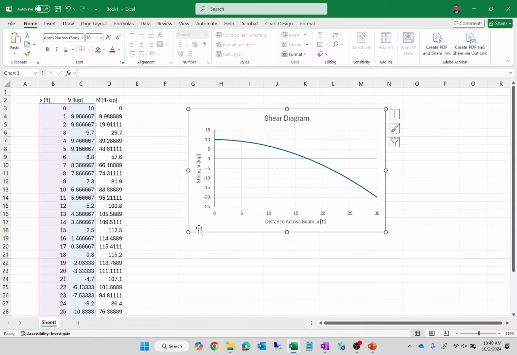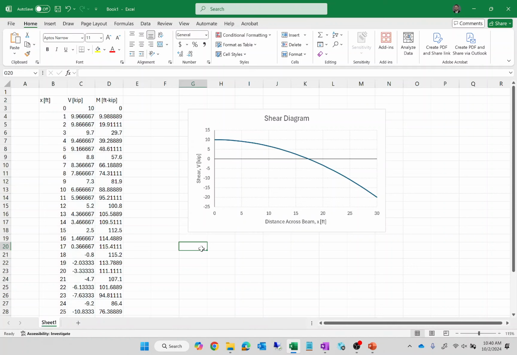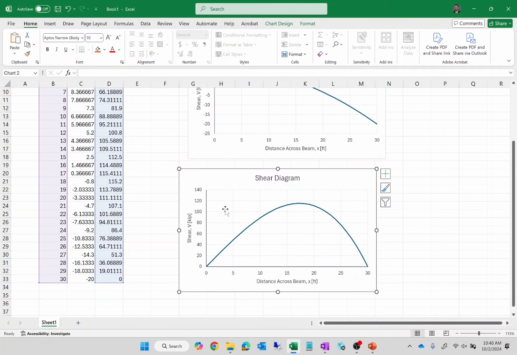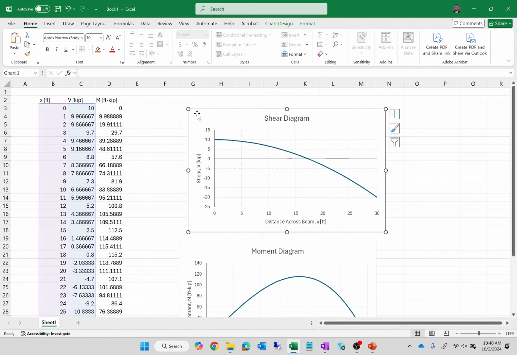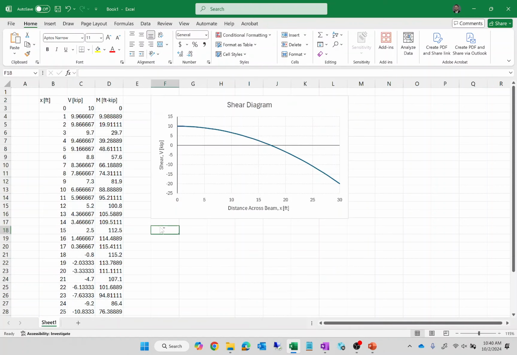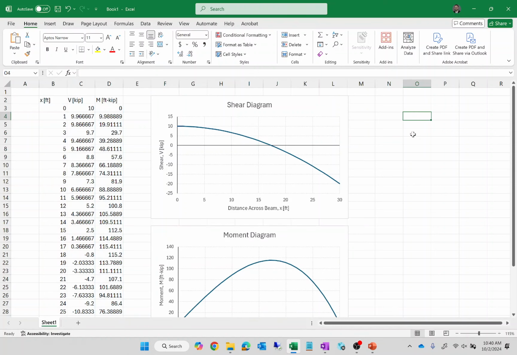So watch this. What I'm going to do, I'm going to take this entire chart. I'm going to copy and paste it. Now watch. See this right here? I'm going to drag over. And all we'll do is just retitle this moment, retitle this axis, and make this foot-kips. Okay, so we'll take that, put it there, take that, put it there. Boom. All lined up.